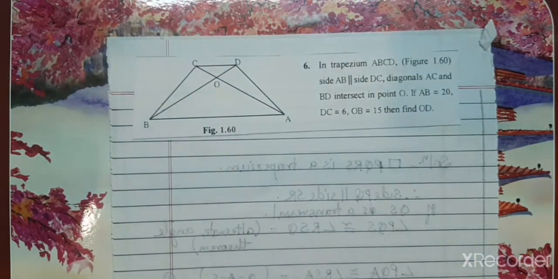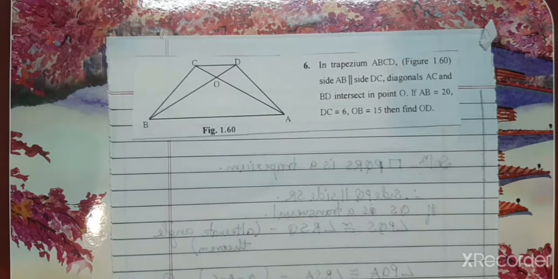So let's continue with our practice set 1.3. In our last video, we solved sums up to sum number 5. Now we will start with sum number 6 from practice set 1.3. We'll read the sum.